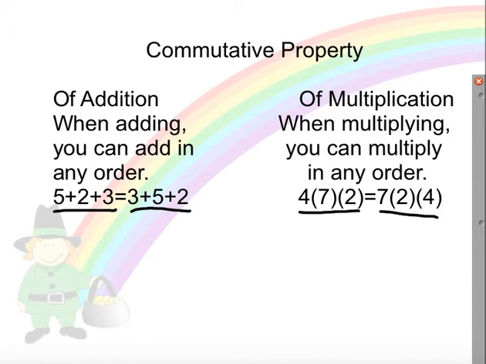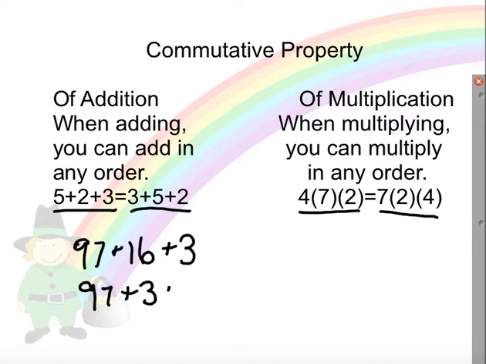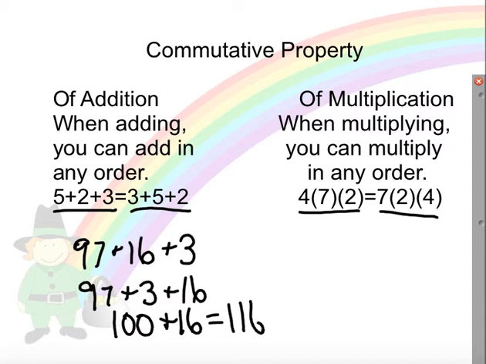Which makes our lives a lot easier, especially when we see problems like, let's say we have 97 plus 16 plus 3. Well, instead of trying to go and say, all right, what is 97 plus 16? I am going to rearrange these. How about we do 97 plus 3 and then add 16? Well, we know that 97 plus 3 is 100, which makes our lives a lot easier when we want to add 16 to say that we have 116.